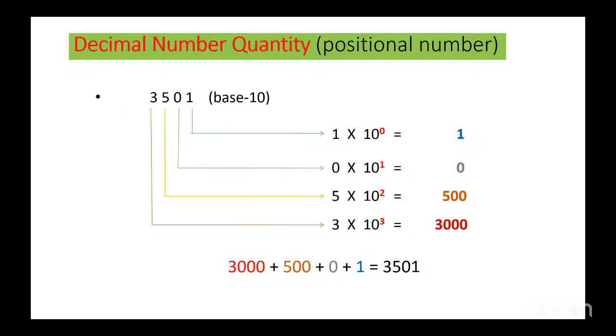Let us consider a decimal number quantity. How to represent the positional number? How are you saying that this is 3501? Because this is a decimal number. Decimally you are representing it by considering the base is 10. You are representing the number 3501. So let us go on to the binary number.